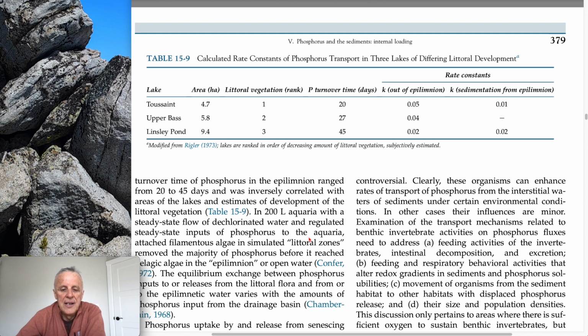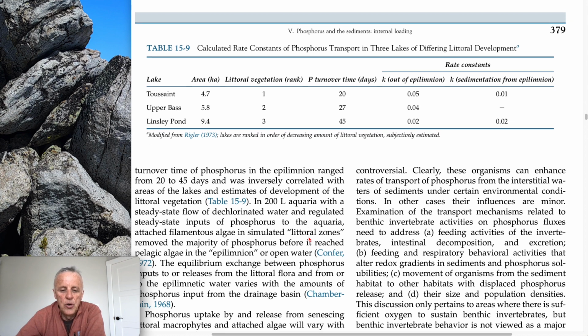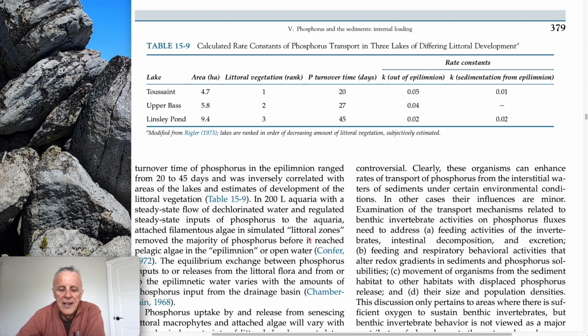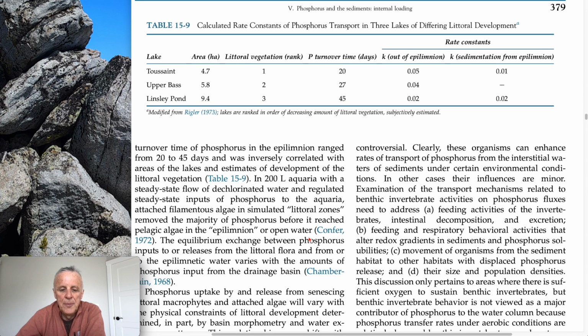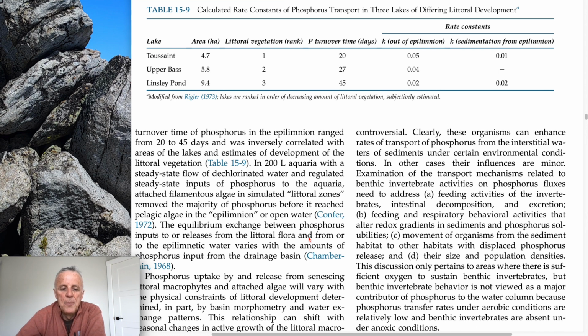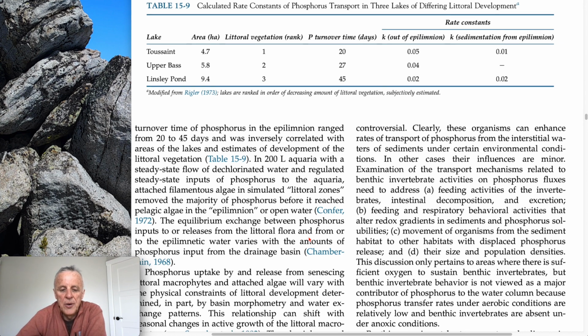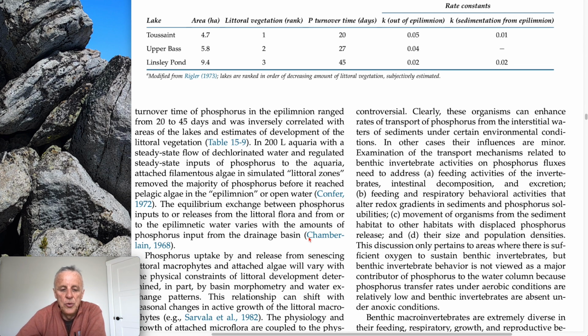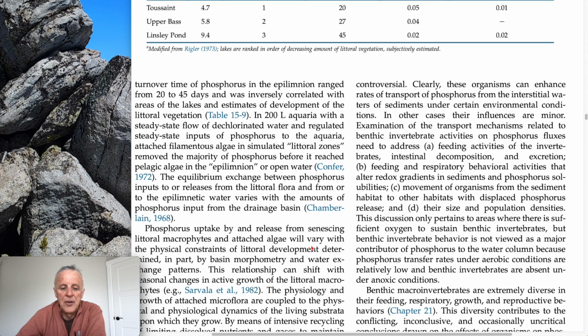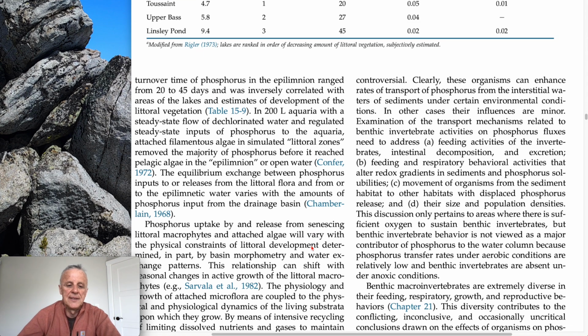In 200-liter aquaria with a steady-state flow of dechlorinated water and regulated steady-state inputs of phosphorus to the aquaria, attached filamentous algae in simulated littoral zones removed the majority of phosphorus before it reached pelagic algae in the epilimnion or open water. The equilibrium exchange between phosphorus input to or release from the littoral flora and the epilimnetic water varies with the amount of phosphorus input from the drainage basin.